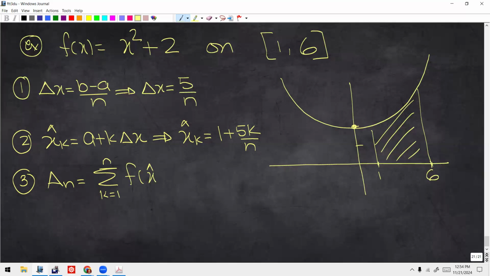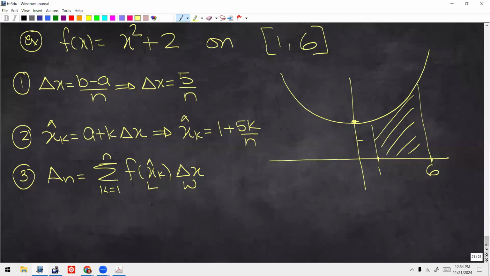F of x hat sub k. And you don't have to memorize this formula. You can see this is the length, this is the width. Do you guys follow? There's nothing to memorize here. This is length times width. Okay. So let's plug it in.